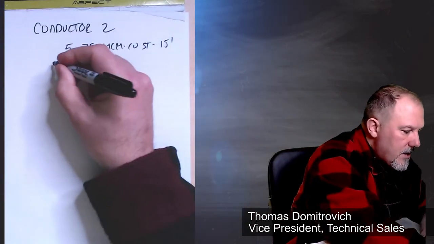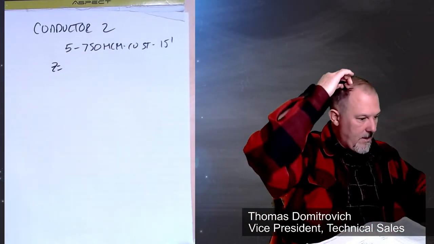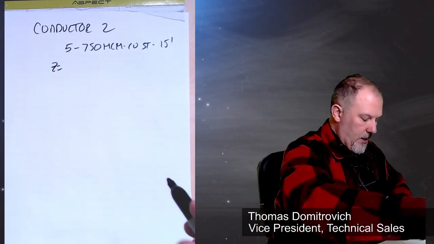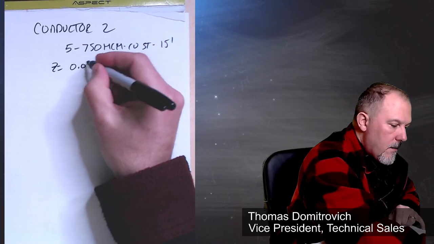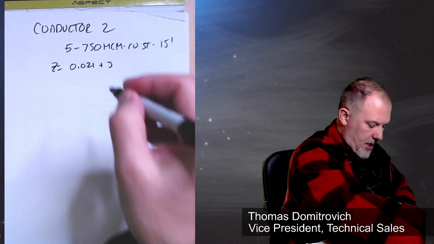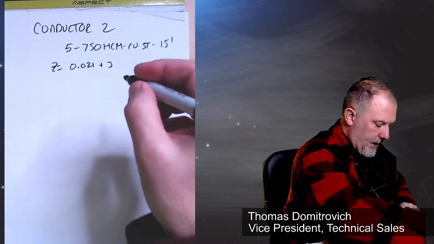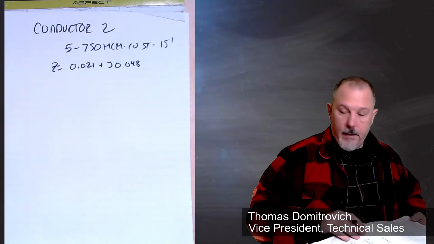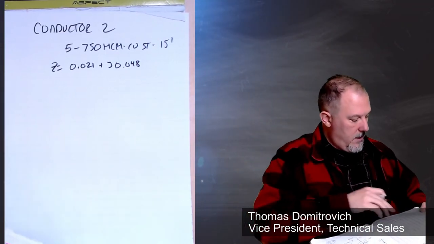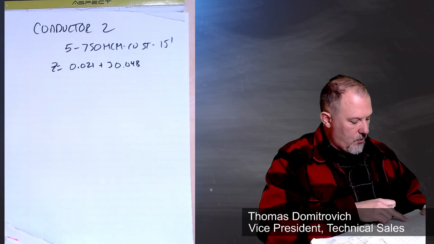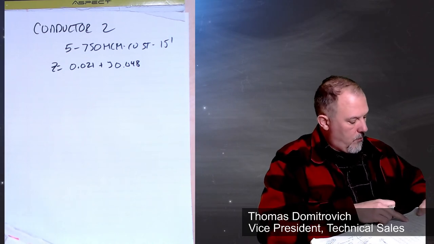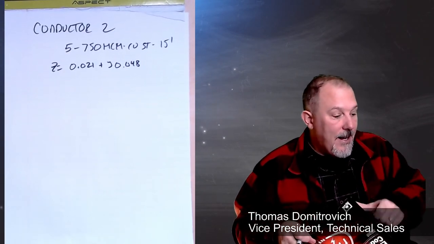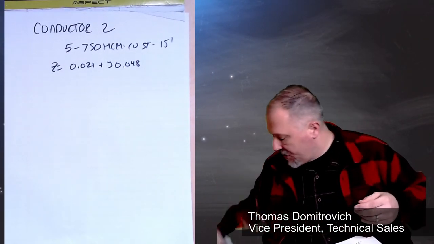And what is 750 MCM? Resistance 0.021, J 0.048. Double check me. 750 steel conduit, 0.021 resistance, 0.048 reactance, R and X. And remember, that is ohms per thousand foot.